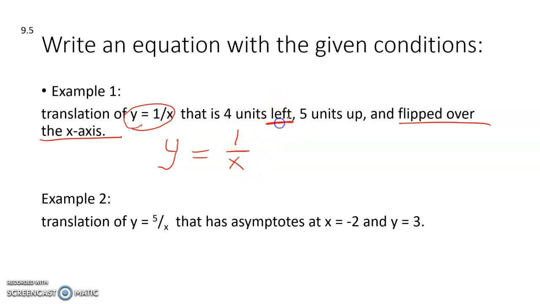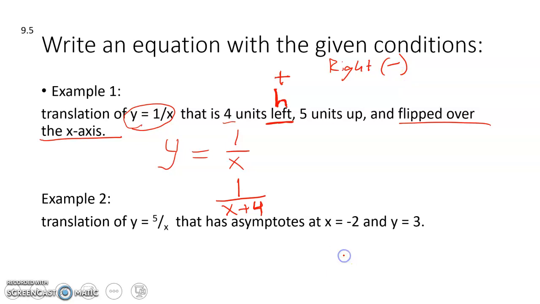So we see left. All right, so 4 units left. Again, left is our h value. So left or right is our h value. And because it's left specifically, that tells us it's plus. And then what's our unit? 4. So that's going to go on the bottom of the fraction. So it's going to be x on the whole bottom of the fraction plus 4. Because again, left is plus, right is minus.